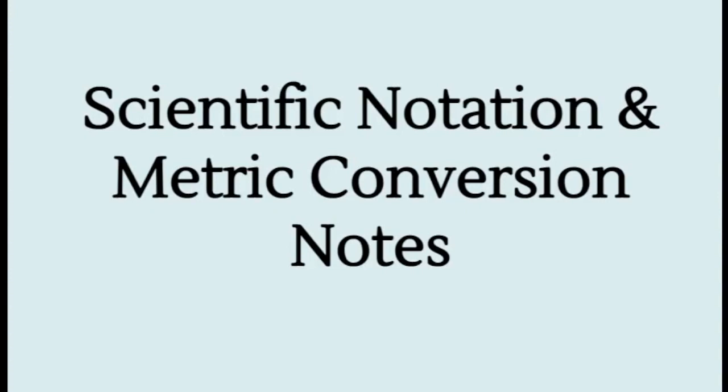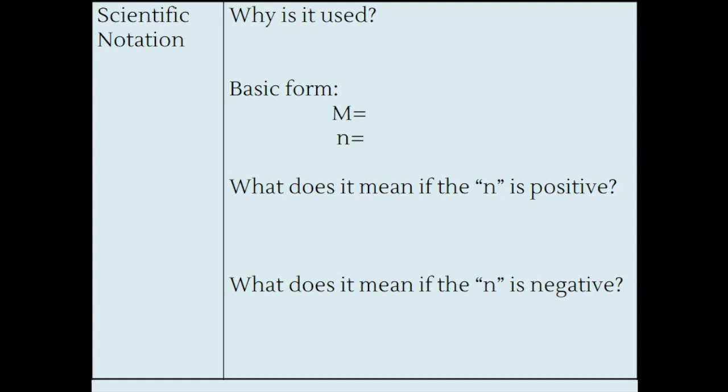Alrighty guys, let's go ahead and get started with our scientific notation and metric conversion notes. So I first want to talk about why we need and use scientific notation. Scientific notation is used because it's a lot easier and shorter than writing all those zeros with those very big and small numbers. The basic form for scientific notation is going to be the following.